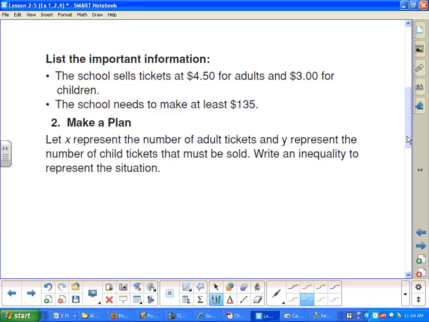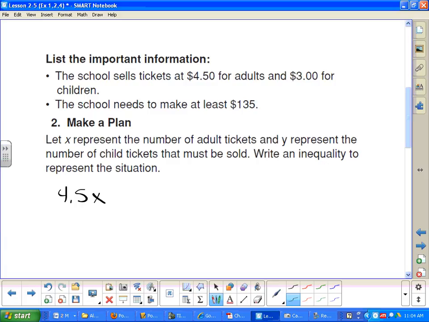Number of people? There's going to be lots of people, adults and children. Okay. So we're letting X represent the number of adult tickets. Well, how much is each adult ticket worth? $4.50. So that means we'll say 4.5X, because every adult ticket I sell is worth $4.50. So if I sold 2 of them, I'd have $9. If I sold 4 of them, I'd have $18. If I sold 1, I'd make $4.50.